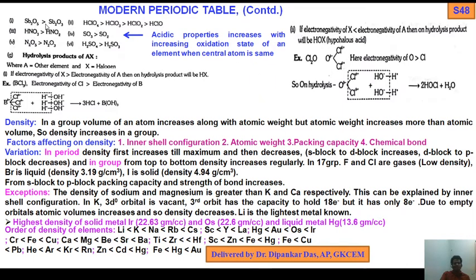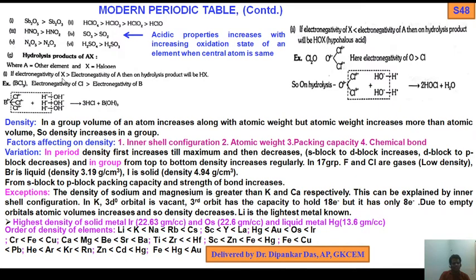Here you see Sb2O5 and Sb2O3: the higher oxidation state is more acidic. Similarly HClO4, HClO3, HClO2, HClO. Here chlorine is 4 into 2 minus 8, plus 1, that is plus 7. So with increasing oxidation state, what will happen? Acidic property also increases.